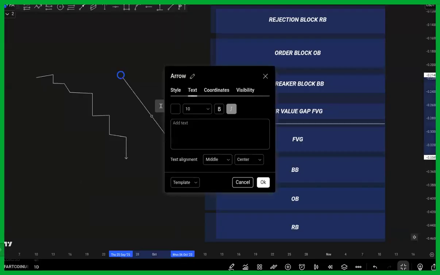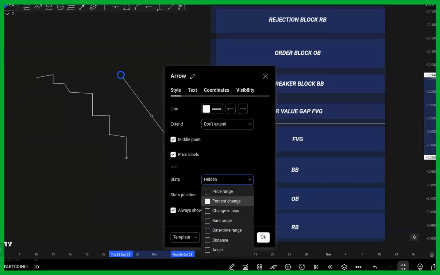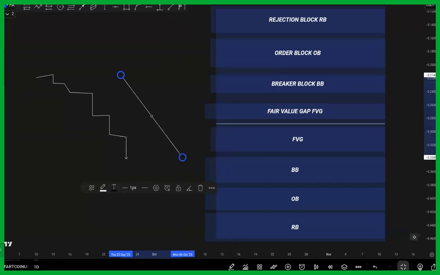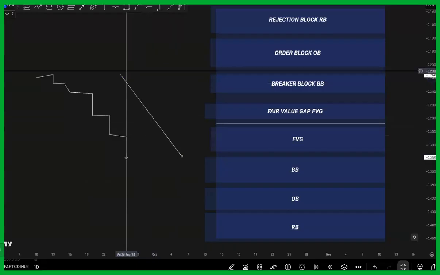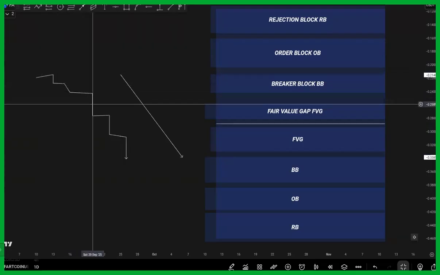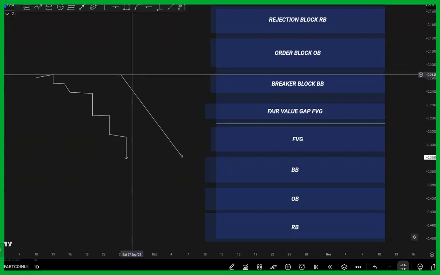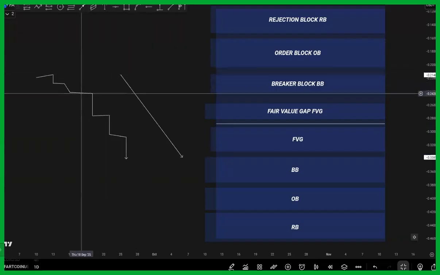You go fall and break it. This is the type of step that we can say is balanced. By this one, we see that this one is not balanced. The same thing with the fair value gap.